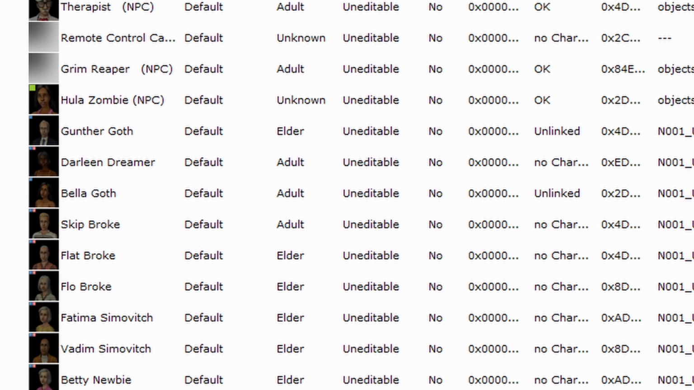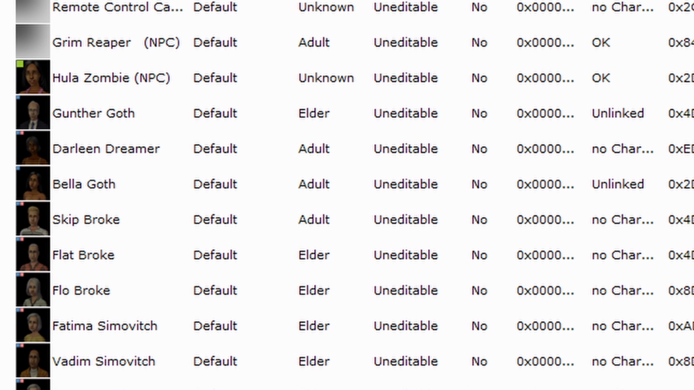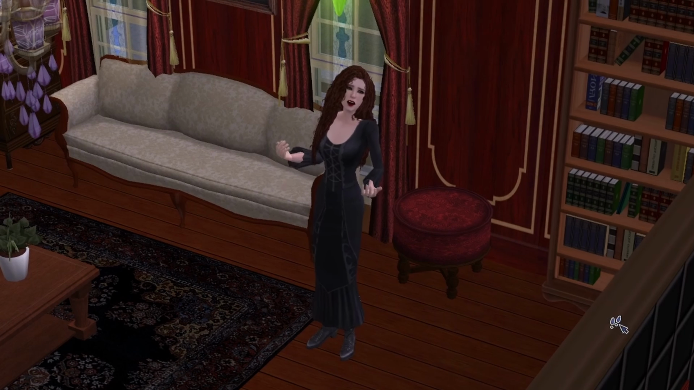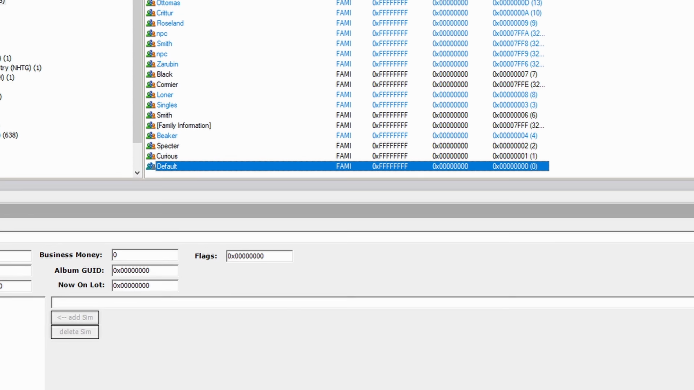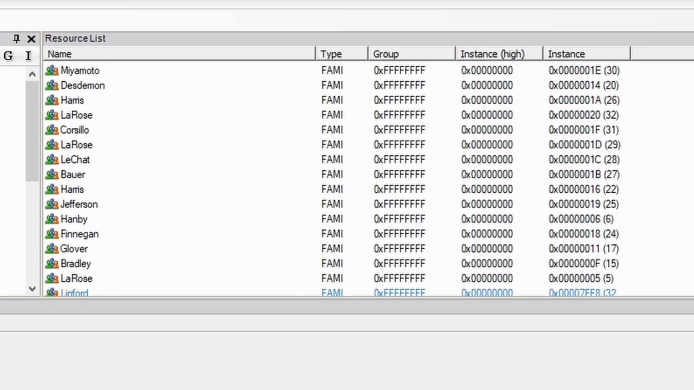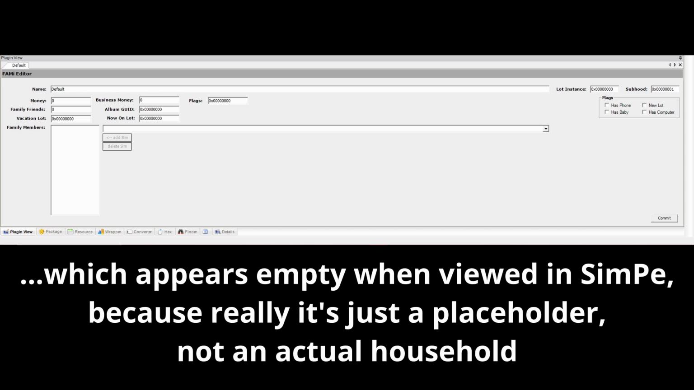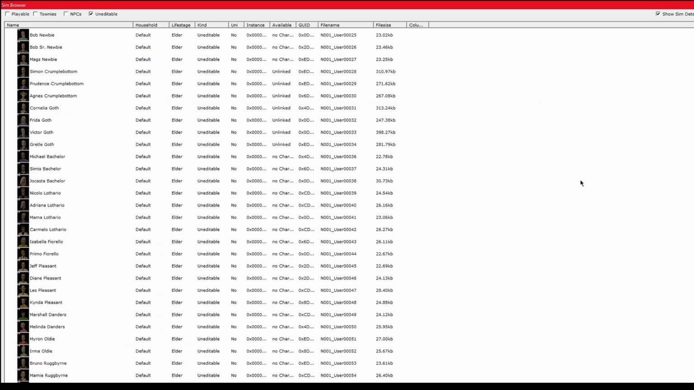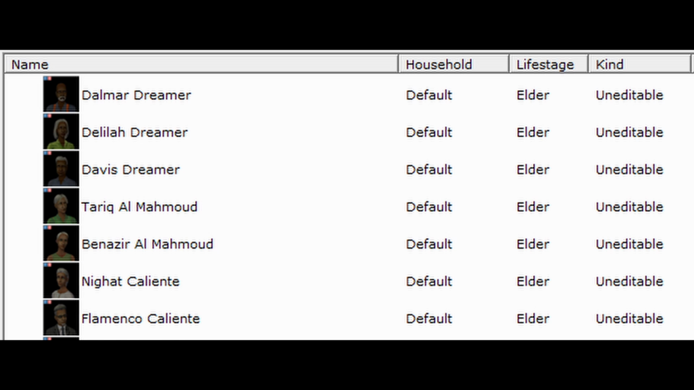Now we're talking. The default household is arguably the most important component of Bella Goth's disappearance. But before my forcible removal out of my fancy mansion, let's discuss what the default household is. The name is actually quite self-explanatory. Every household has its own record in the family information table in your neighborhood package. Any sims who don't have a household assigned end up in the default household. In practice, this means universal NPCs, dead sims, and deleted sims.